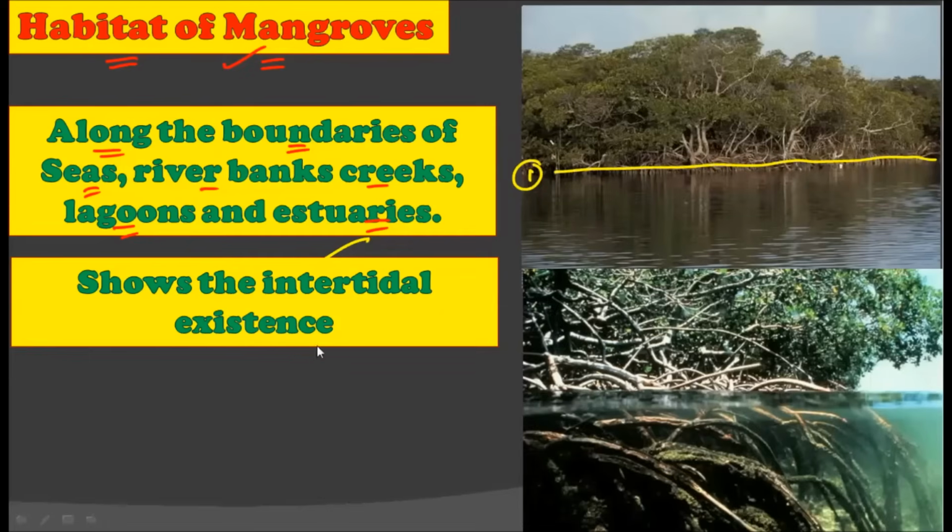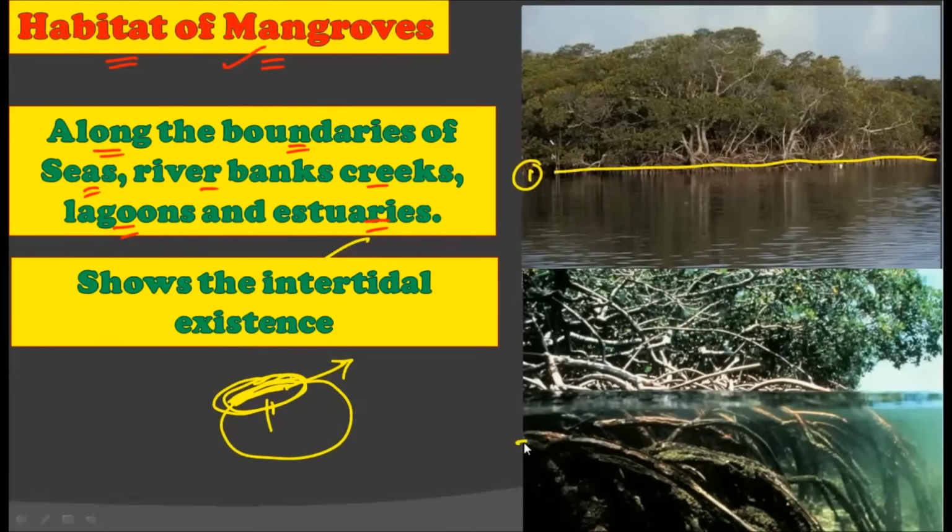Now, what is meant by intertidal? If there are some grounds near the seas, along the boundaries of these seas, there is often a high tide and low tide, right? So, during the high tide, all this ground area comes under the water, and during the low tide, this area remains without the water. In this particular intertidal region, these mangroves prefer to grow, right?